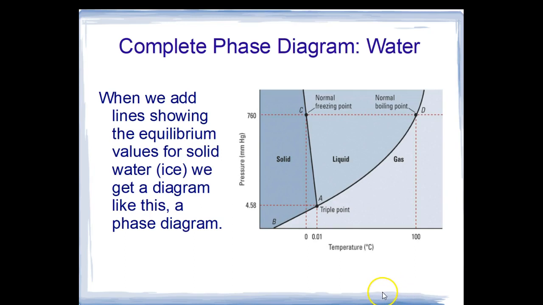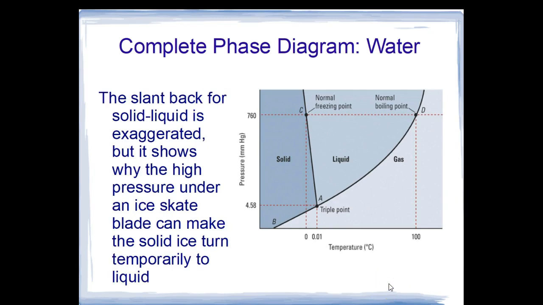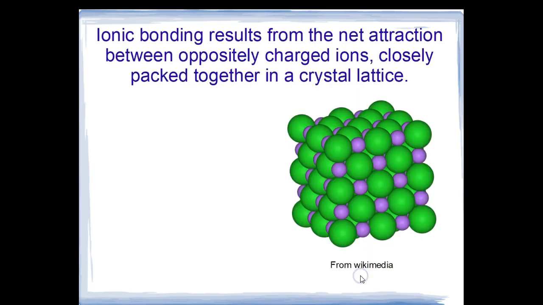This is a complete phase diagram for water, at least in the types of pressures and temperatures you're likely to see. This slant back is exaggerated. The angle is not nearly this extreme, but it shows why the high pressure under an ice skate blade can make the solid ice turn temporarily to liquid, so you have a good lubrication between the blade and the ice. That again is way too slanted back.